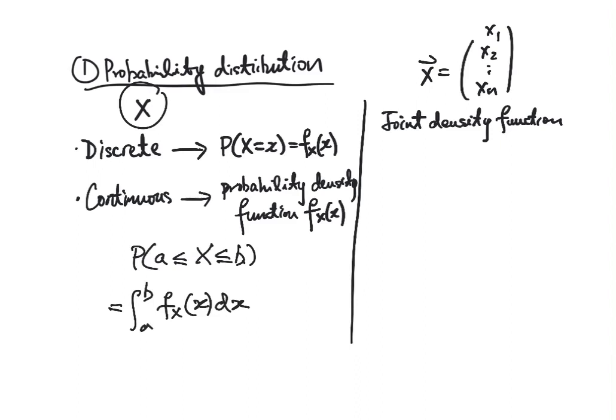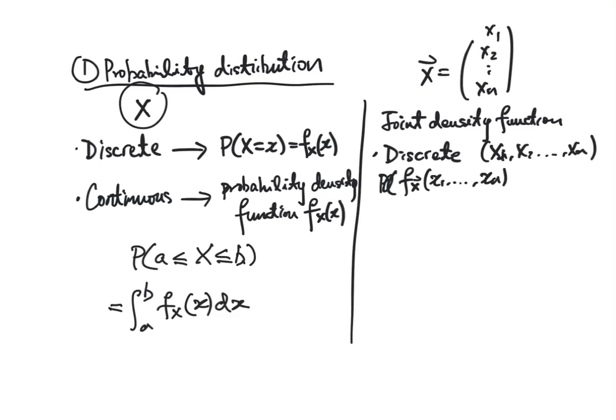Just like the single random variable case, we can define it in two different ways. Suppose all the S_i are discrete random variables. Then you can define the joint density as the probability mass function, which is the probability that S1 equals s1, S2 equals s2, and Sn equals sn, which is parallel to the single random variable case.